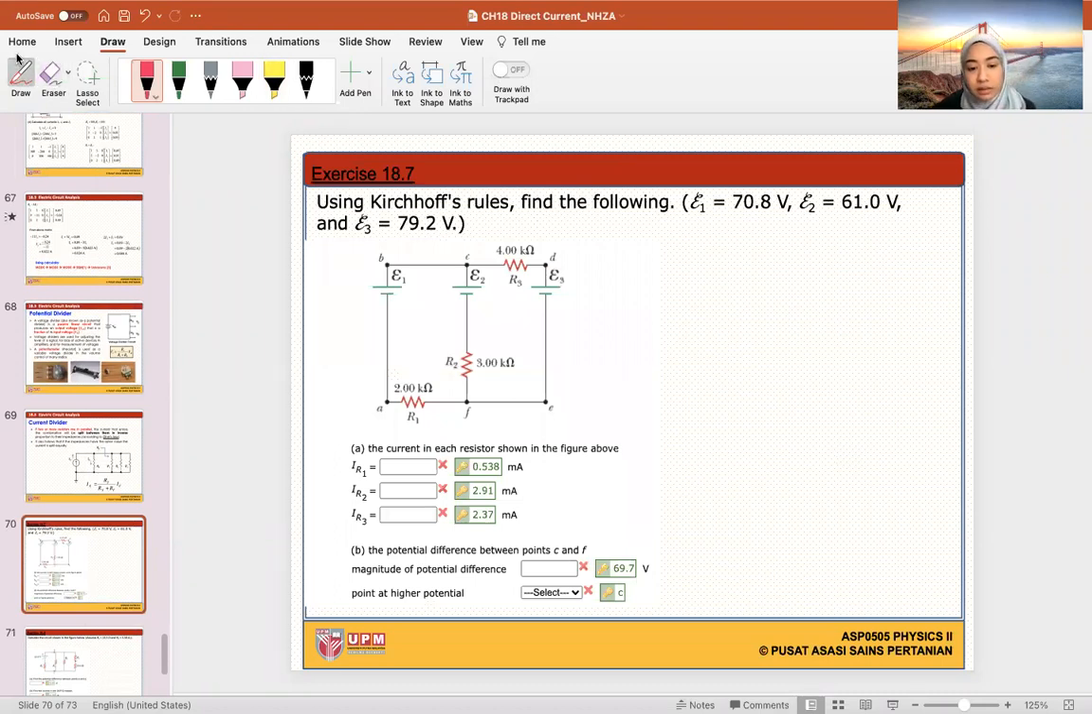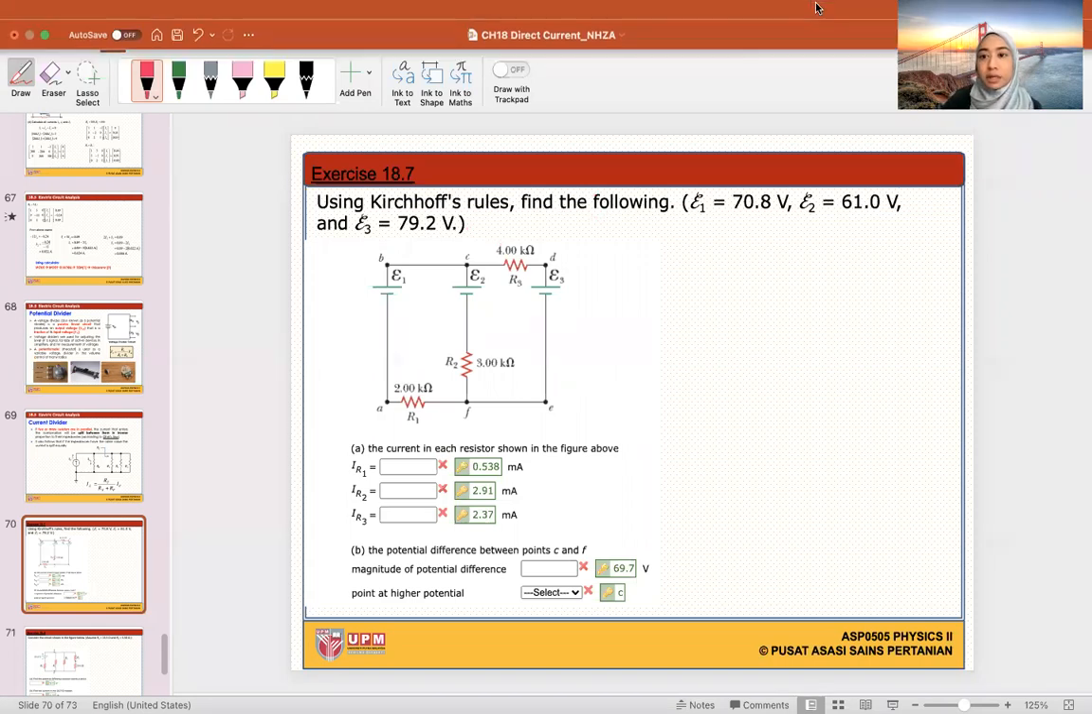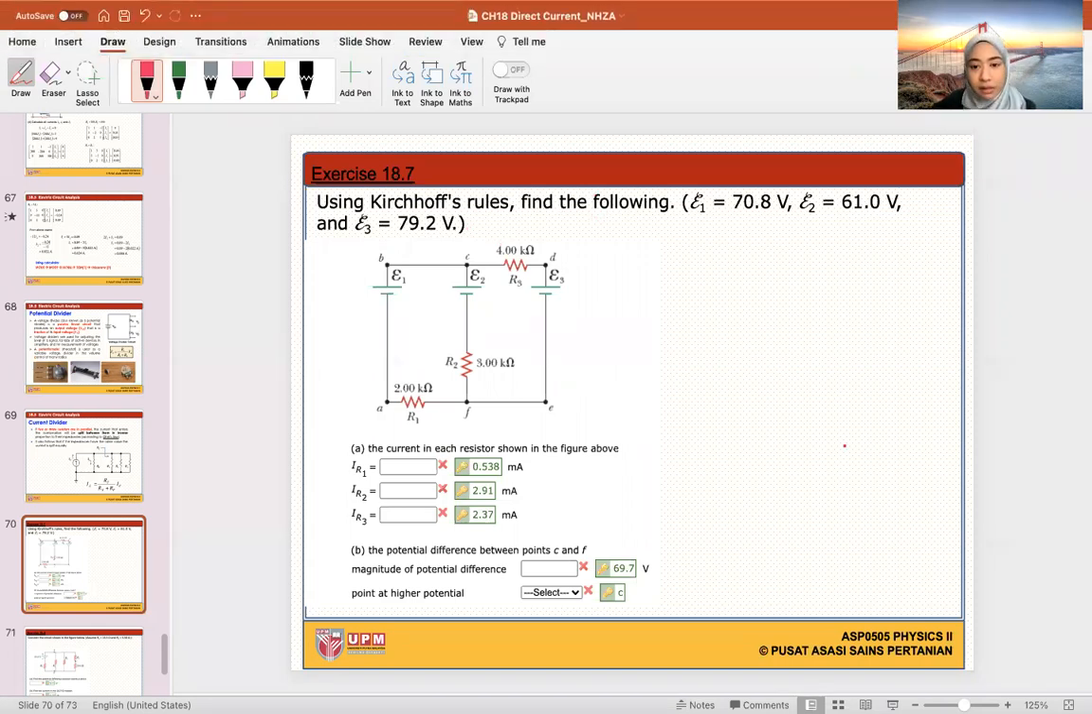Okay, so this is the first example. It's in your web assign. I think the problem is quite hard, so we are doing it together. So using Kirchhoff's rule, find the following. I'm recording, right? Okay. Find the following.